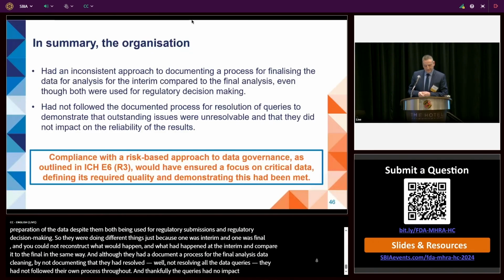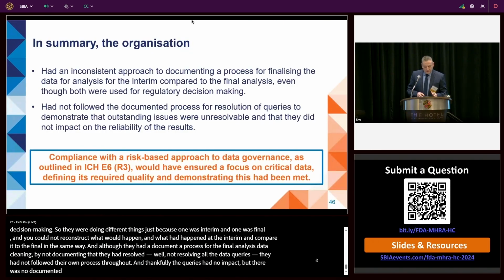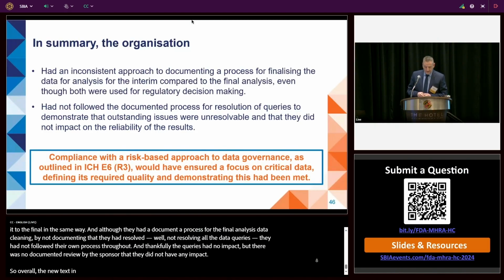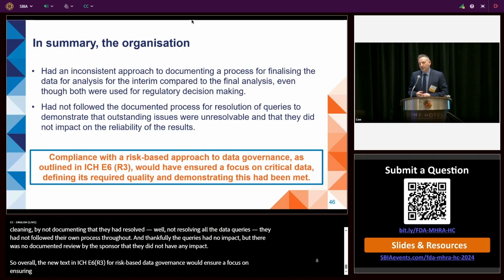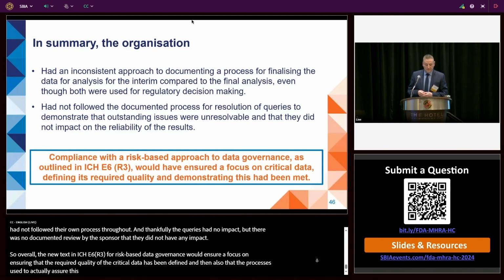So overall, the new text in ICH E6(R3) for risk-based data governance would ensure a focus on ensuring that the required quality of the critical data had been defined, and then also that the processes used to actually assure this were appropriately documented and demonstrate that that quality had actually been met.